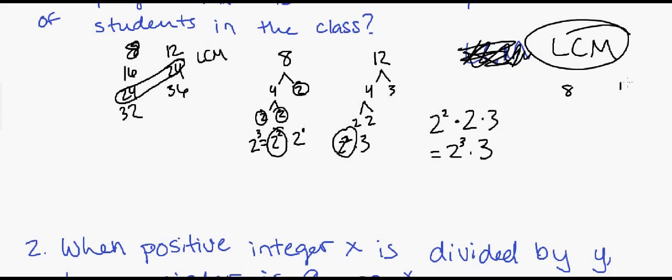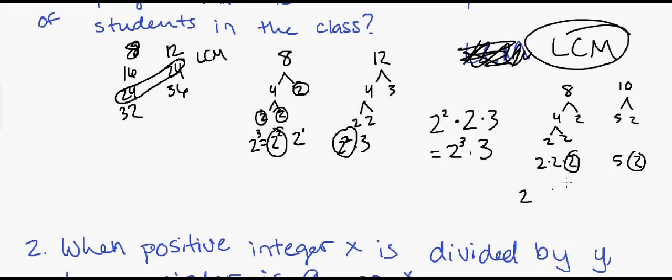So let's say you have, let's just do 8 and 10. Okay, so again we have 8, which is going to be 4 and 2, 2 and 2, and then we have 10, which is going to be 5 and 2. Okay, so this is 2 times 2 times 2. Over here we have 5 times 2.